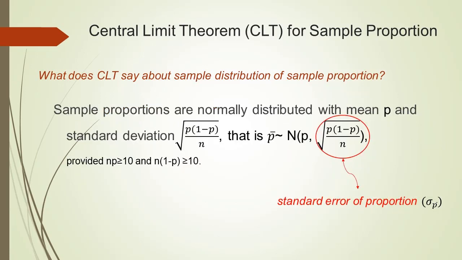Central limit theorem can also be applied to sample proportion. The theorem does not have any assumptions on the distribution of the population. It says that the sample proportions in general follow a normal distribution with mean population proportion P and a standard deviation of a square root of a population proportion multiplied by 1 minus population proportion divided by sample size. Again, the standard deviation of a sampling distribution of sample proportion is also known as the standard error of proportion.